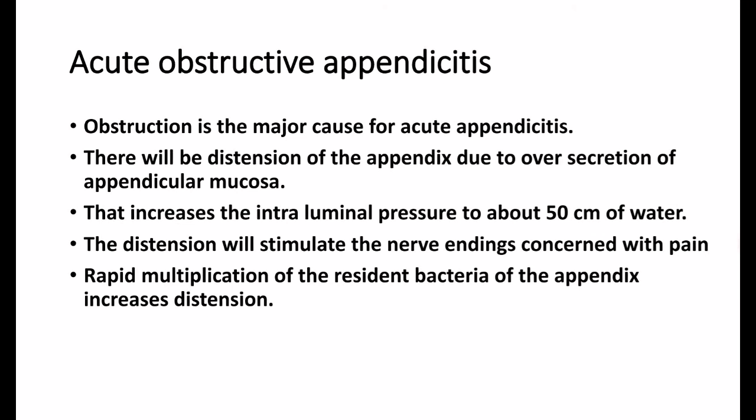Acute obstructive appendicitis. Obstruction is the major cause for acute appendicitis. There will be distension of the appendix due to oversecretion of appendicular mucosa. That increases the intraluminal pressure to about 50 cm of water. The distension will stimulate the nerve endings concerned with pain. Rapid multiplication of the resident bacteria of the appendix increases the distension, hence the pain too.